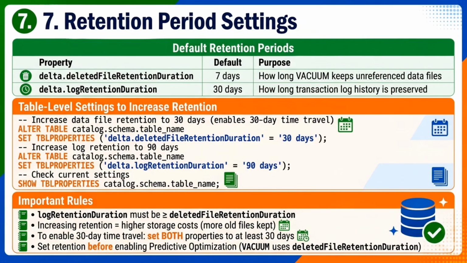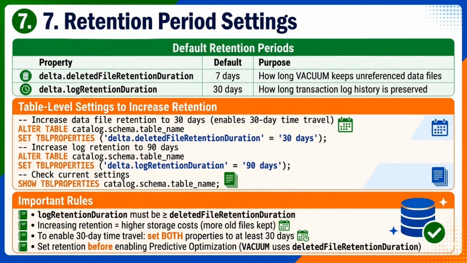Important rule number 3, 30-day time travel. Third, if your goal is to enable 30-day time travel, you need to set both properties to at least 30 days. That means the deleted file retention duration and the transaction log retention duration must both be configured for 30 days or longer. And finally, set your retention period before enabling predictive optimization.